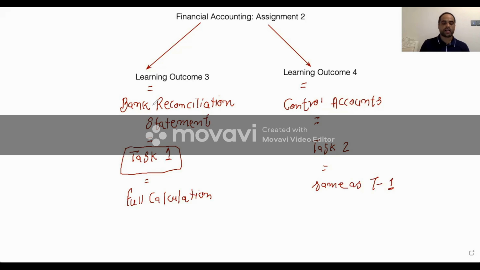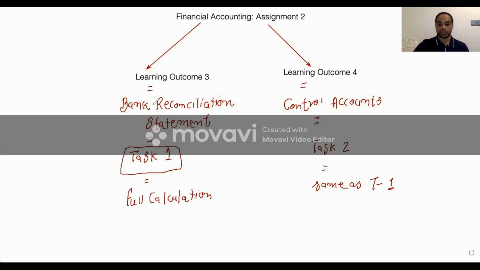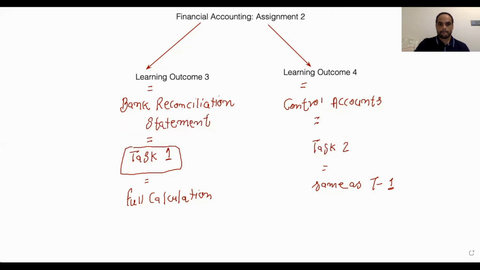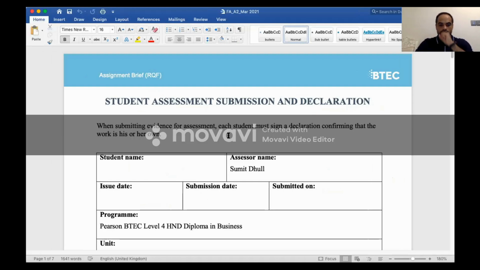So before we start discussing learning outcome 3, of course we will start with learning outcome 3. Let me give you quick ideas on your assignment so you can understand how many tasks and what questions you have to do in your assignment. Let me show you the assignment. So that's your assignment 2.